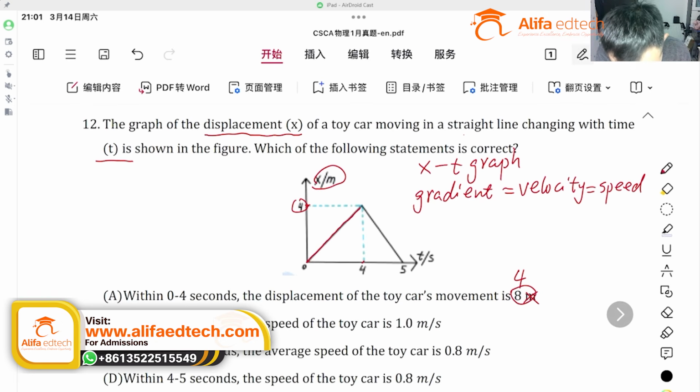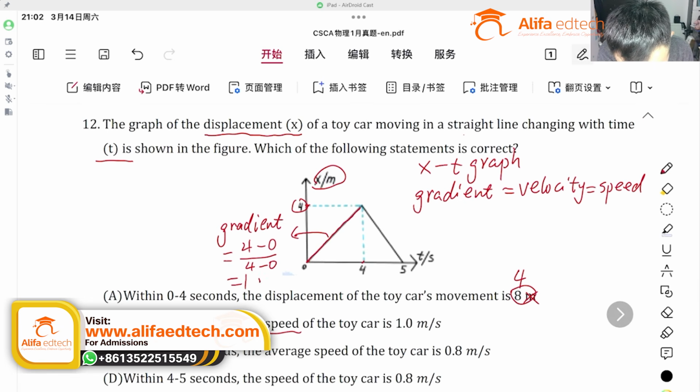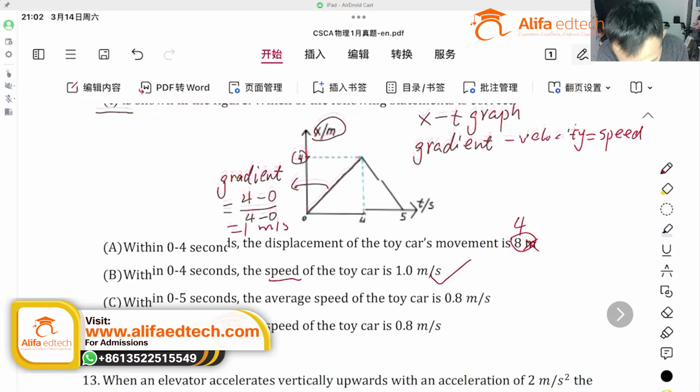B. Within 4 seconds, the speed of the toy car is 1 meter per second. The speed of the toy car is the gradient of this line. So it is 4 minus 0 divided by 4 minus 0. So it is 1 meter per second. So this answer is correct.